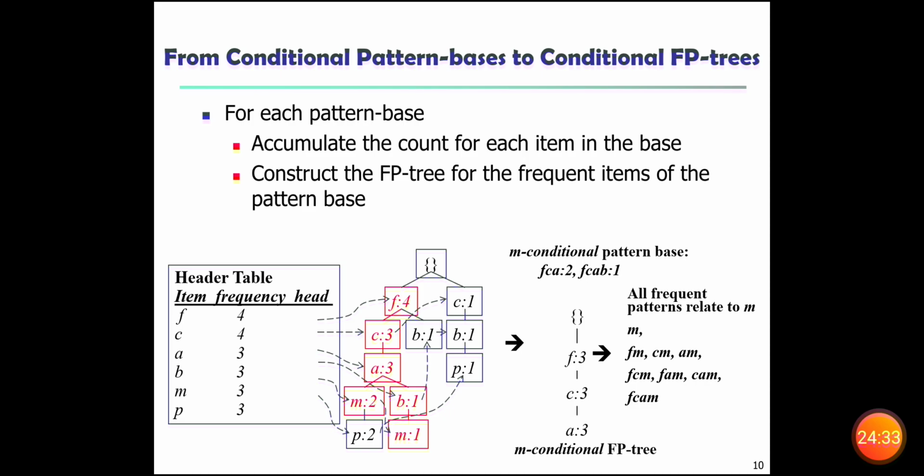Now you can combine these. For each and every item with M, you try to find the combinations. So M will be individual. Then F, M combination. Then F, C, M is a combination. Then A, M is a combination. The other one, F, C, M combination. F, A, M combination. C, A, M combination. The other one is F, C, A, M combination. These are all frequent patterns related to M. Why? Because with respect to M, we find the frequent patterns.